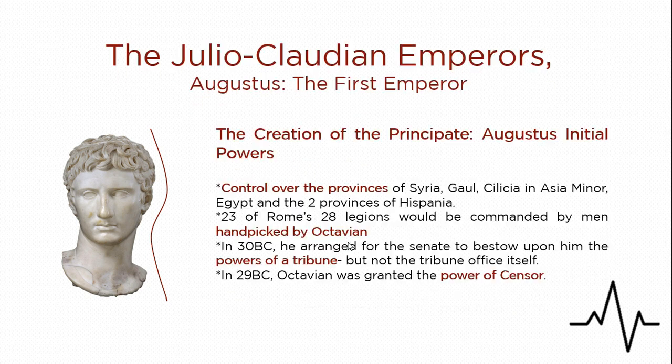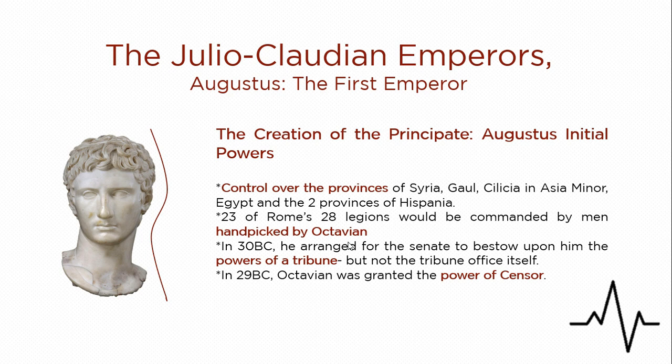The creation of the Principate, Augustus' initial powers. First, he had control over the provinces of Syria, Gaul, Cilicia in Asia Minor, Egypt, and the two provinces of Hispania. Second, under this arrangement, 23 of Rome's 28 legions would be commanded by men who had been handpicked by Octavian and whose allegiance lay first and foremost with him.